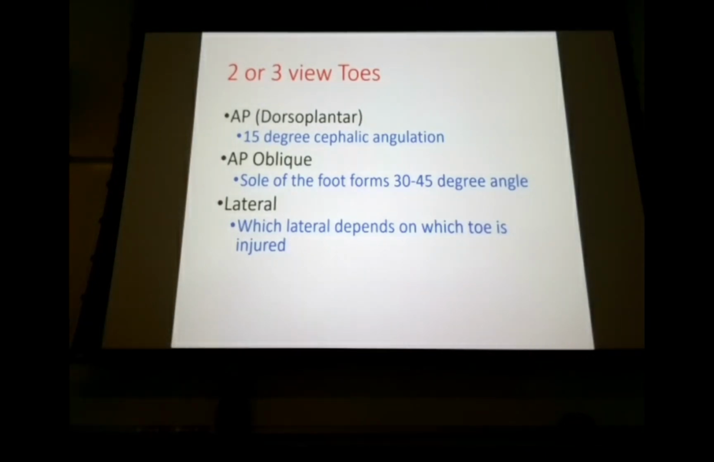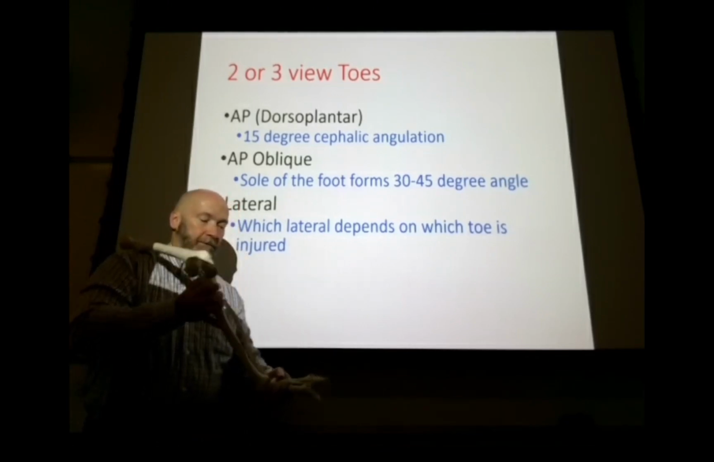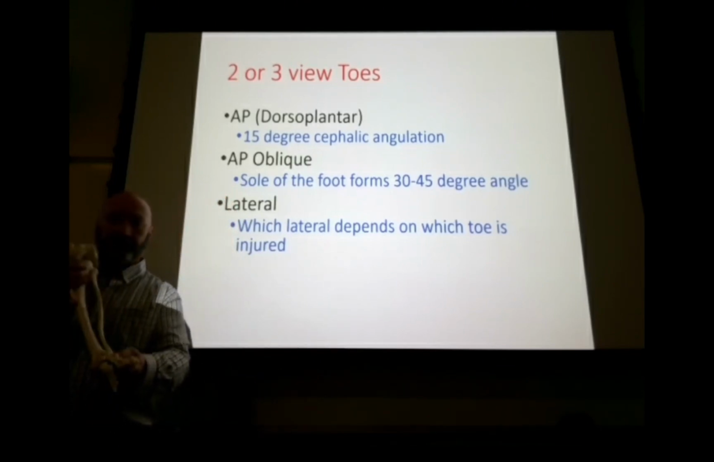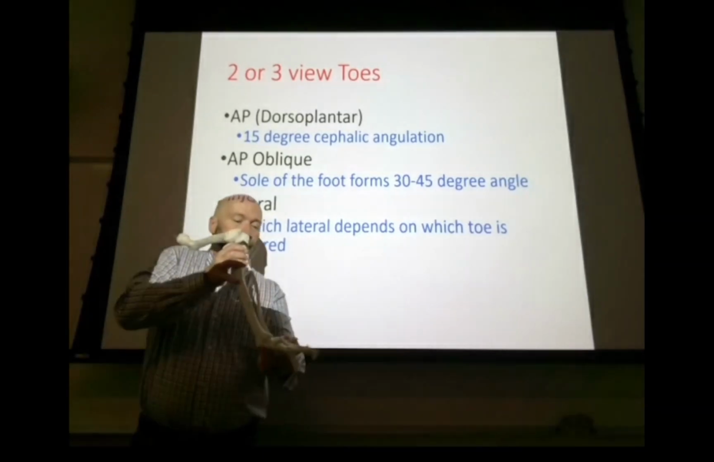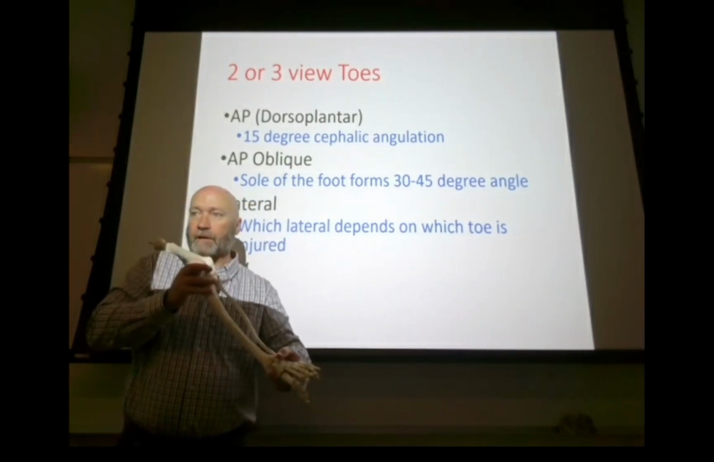So the takeaway from this slide was 15 degrees cephalic angulation for toes. The lateral that you shoot depends on which toe hurts. Your oblique is always going to be internal oblique. When you internally oblique your patient, you're going to have a tendency to tell the patient to just move their knee in, and look how much motion you get just by moving the knee, right? And the foot doesn't move at all. So watch the patient and have them move and make sure that the lateral side of the foot comes up.